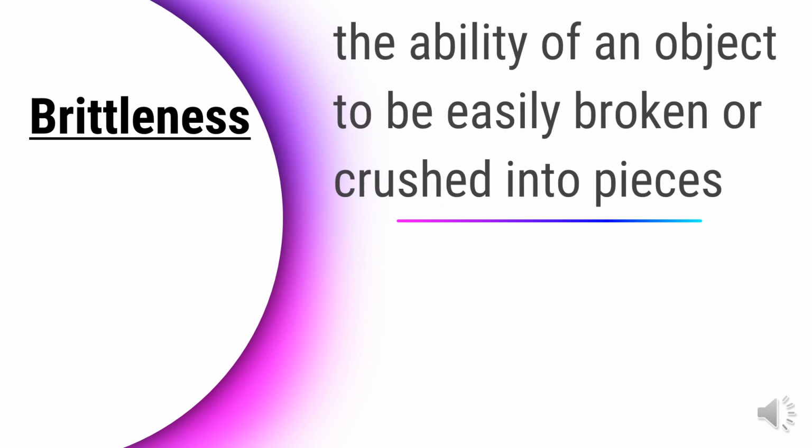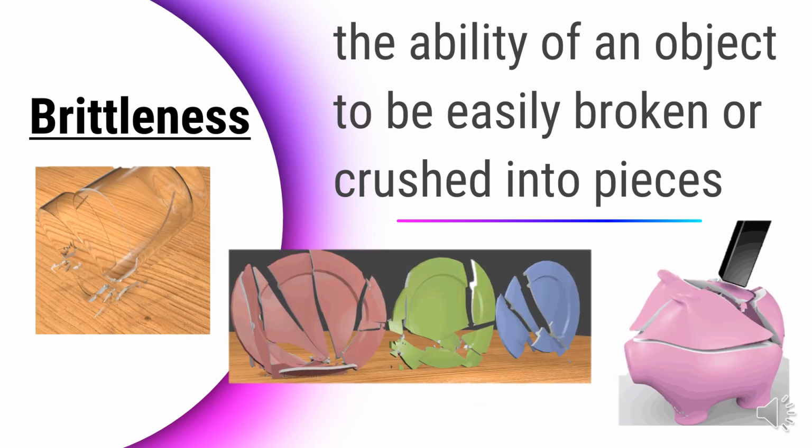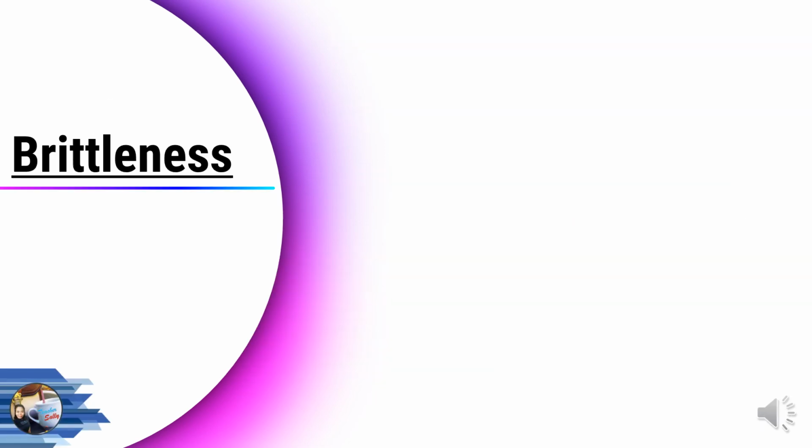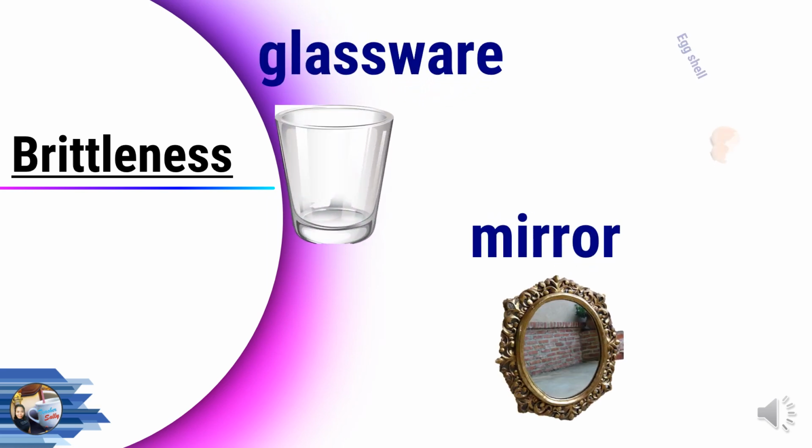Brittleness. It is the ability of an object to be easily broken or crushed into pieces. You can observe this in the following pictures. The glass, plate, and coin bank. A material is brittle if when subjected to stress or pressure, it breaks easily. Here are the examples of some materials that are brittle. We have glassware, mirror, eggshell.